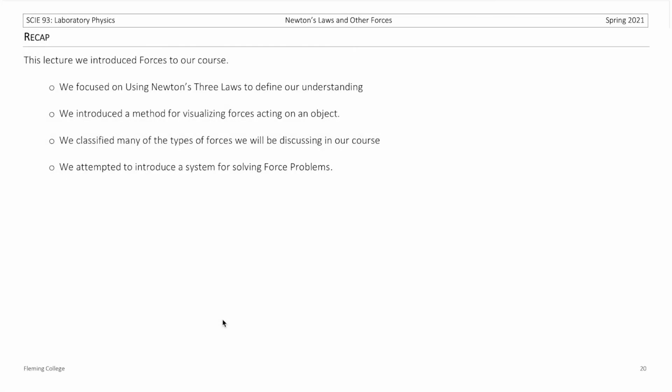Again, recapping this lecture, we introduced forces. We focused on using Newton's 3 laws to define our understanding. We also talked about many different types of forces we consider applying. We introduced the free body diagram, which is a method to help us visualize all the forces acting on an object. And we tried to take a systematic approach to solving force problems. We looked at just 2 types of problems: given all the forces, describe the motion, or given information about the motion, describe all the forces.